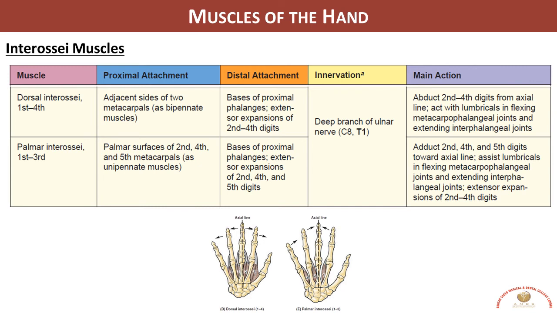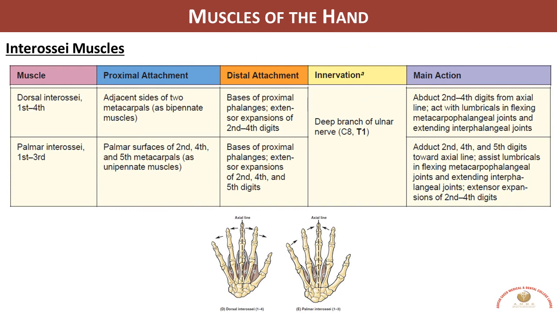The interossei are very important because they cause abduction and adduction. Combined, they will cause abduction and adduction of second, third, fourth digits as well as second, fourth, and fifth digits away from and towards the axial line. The four dorsal interossei muscles are located between the metacarpals, and the three palmar interossei muscles are on the palmar surface of metacarpals in the interosseous compartment of the hand. Remember this thing, the first dorsal interosseous muscle is easy to palpate. It opposes the thumb firmly against the index finger and it can be easily felt there.